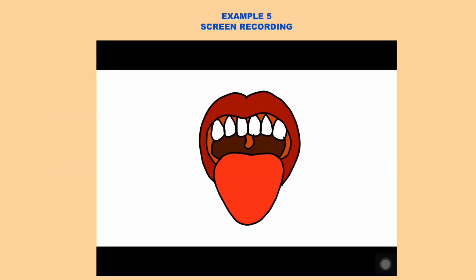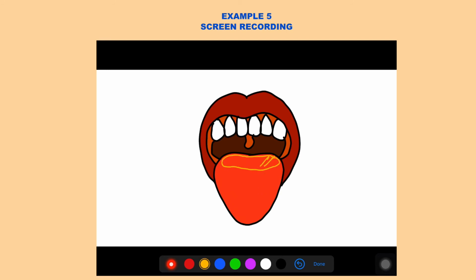This is the anatomical structure of the tongue taste bud. So this area over here is where the tongue tastes bitterness.